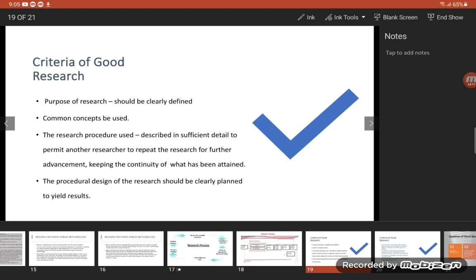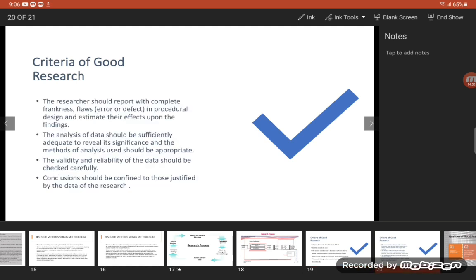And number four, the procedure or the steps that you are going to follow in writing your research should be clearly planned in order to get the specified results. Also, the researcher should report everything related to his research, even the errors or defects. Analysis of data should be sufficiently adequate. Analysis of data should include reasons behind selection of the sample under consideration, sources of data, everything related to data.